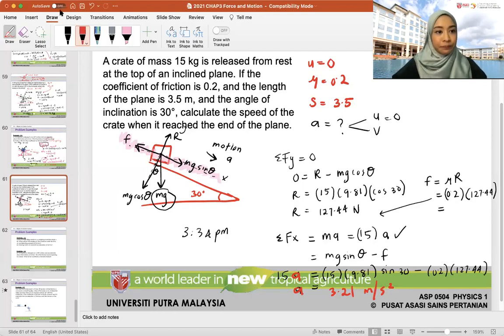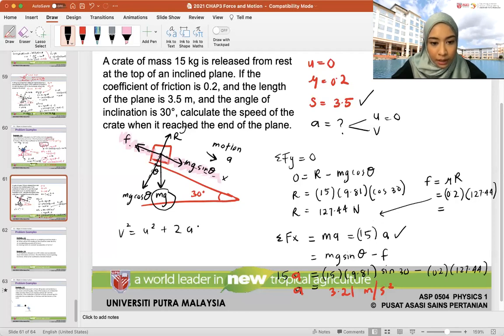Okay, let's try that. So kita ada U is 0. We started from rest. We have our acceleration from our free body diagram. Kita buat kita punya MA. So we got acceleration. So now we want to know what is the V. We don't know the time. So Adam tadi tanya, perlu ke kita nak cari time? Boleh kalau nak, tapi tak perlu in this situation. We have our displacement. We have our S.